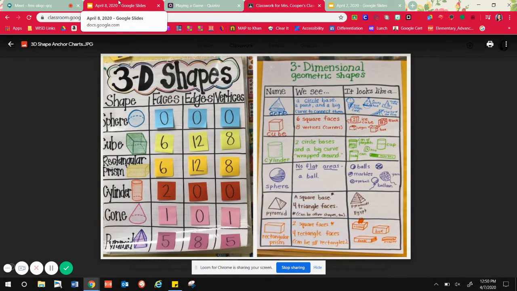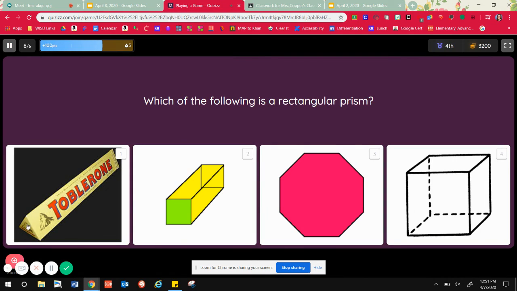So let's go back and look. Oh, there, I see a triangle here. That can't be a rectangular prism. Here I see a square, and then 1, 2, 3, 4 rectangular faces. That could be it. Now this is 2-dimensional. We know rectangular prisms are 3-dimensional. And here we go. Here is a cube. We don't have all of the rectangles like this one does. So this would be our best option for a rectangular prism.